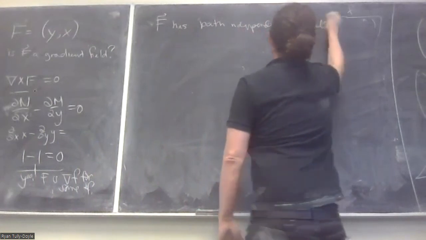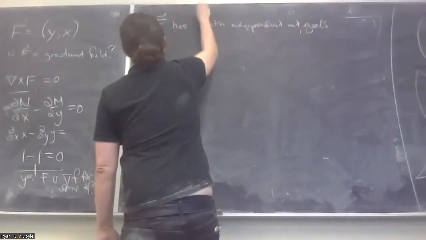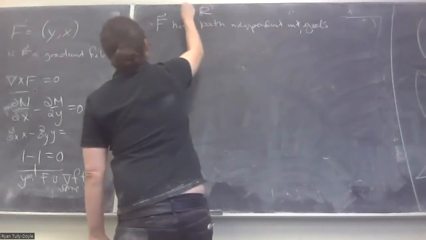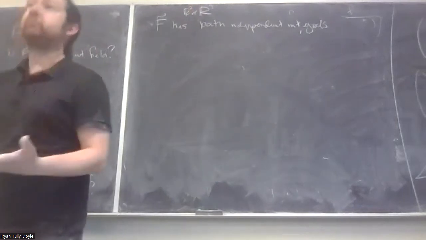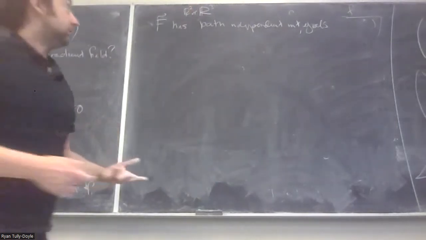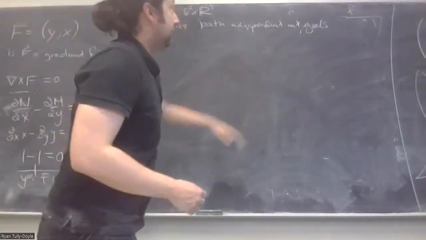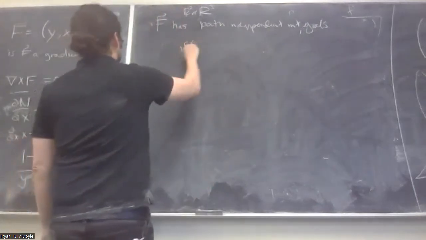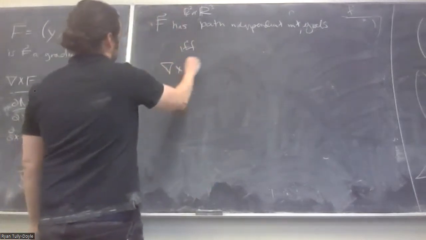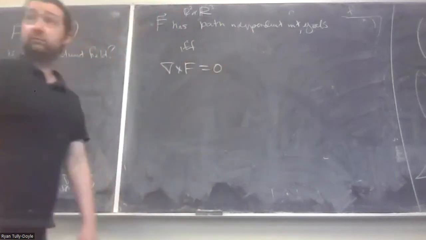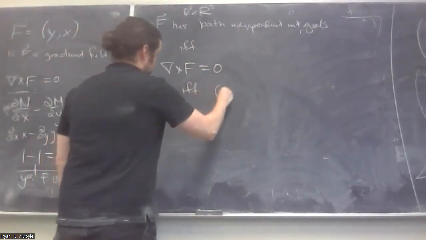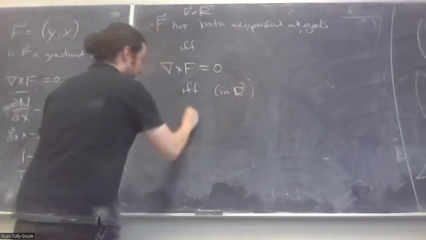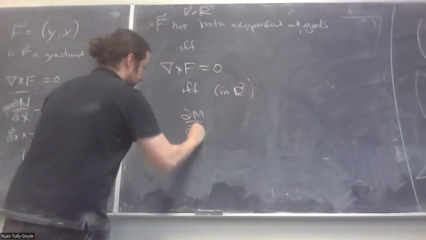And we should be careful. If I restrict myself to functions in R2 or R3, two or three variable vector fields, so that the cross product makes sense, then F is going to have path independent integrals if and only if the curl of F is 0. And in R2, we get the exactness condition.